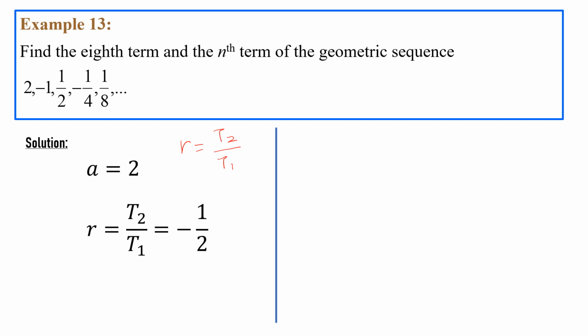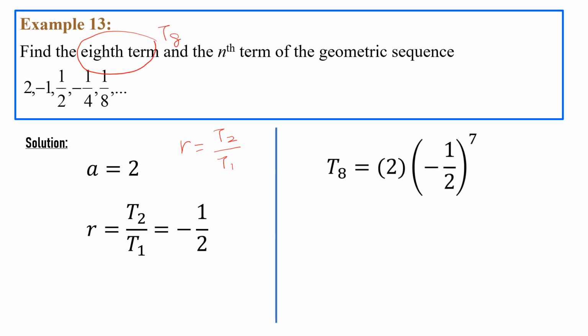To get the 8th term, or T8, is 2 times negative 1 over 2 to the power of 7. How we get this one? Tn is equal to AR to the power of n minus 1, so 2 times negative 1 over 2 to the power of 8 minus 1. Calculate and we get T8 equal to negative 1 over 64.